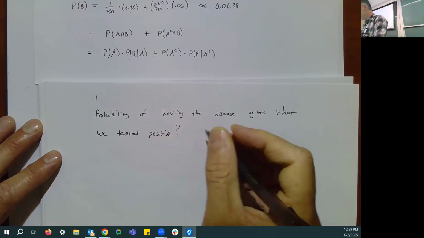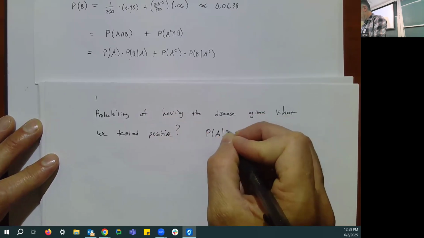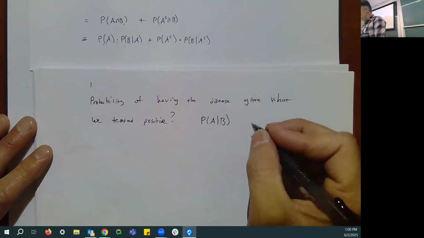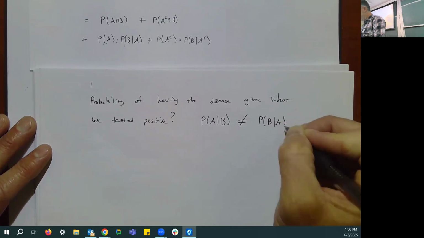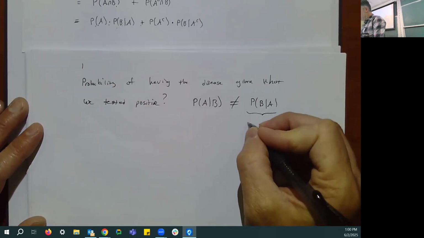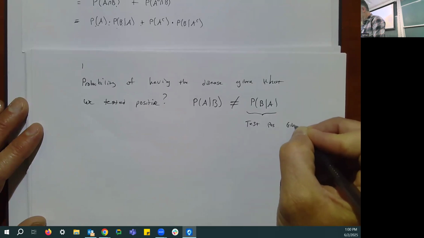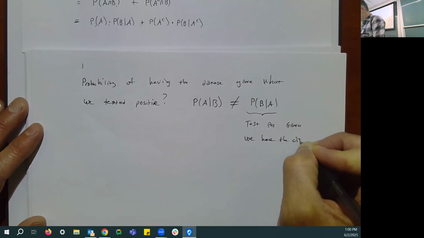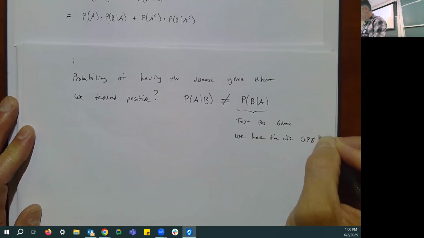In other words, what's the probability of A given B? Now I want to make sure it's really, really clear. This is not the same as the probability of B given A. Right? This here is testing positive given we have the disease, which is like 0.98.